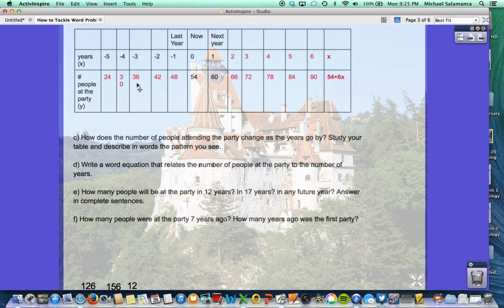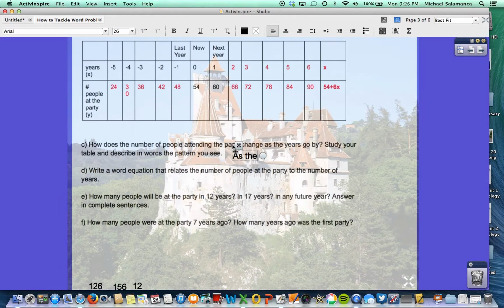So you'll see on this next slide, we've already completed the table for 1, 2, 3, 4, 5, 6, and x years to come. So the first question is, how does the number of people attending the party change as the years go by? So really what we're just looking for is, do you understand what the question is asking for? Well, hopefully you should be able to answer that as the years go by, the number of people that attend increase by 6 every year. So that's important to note.